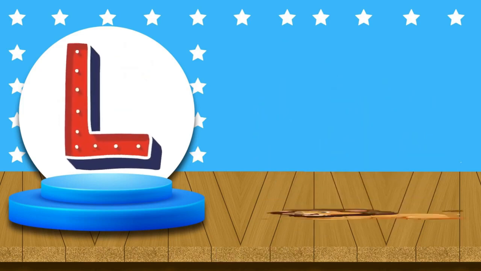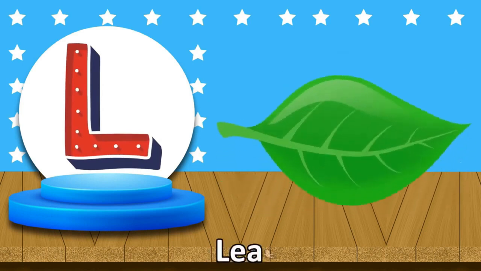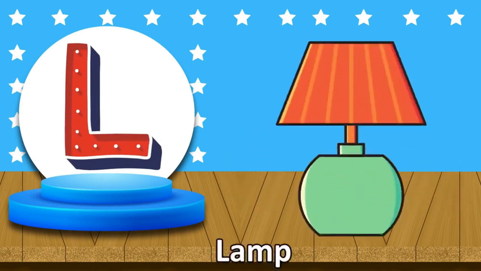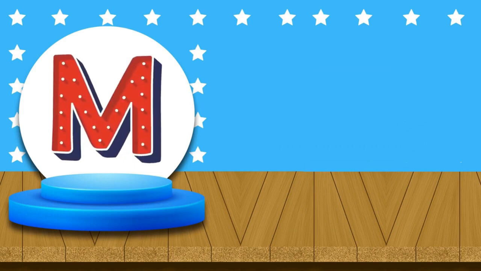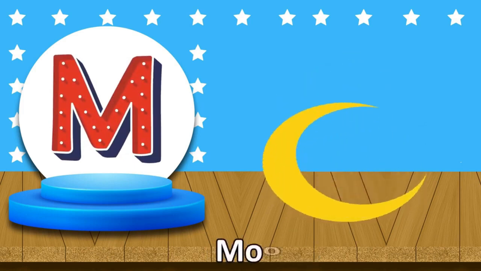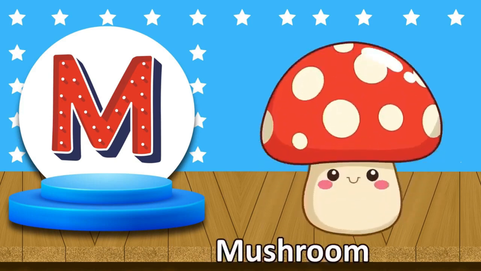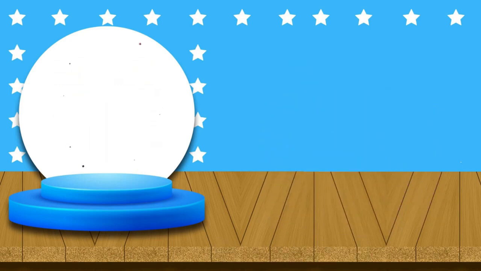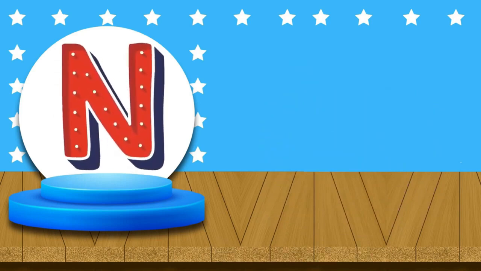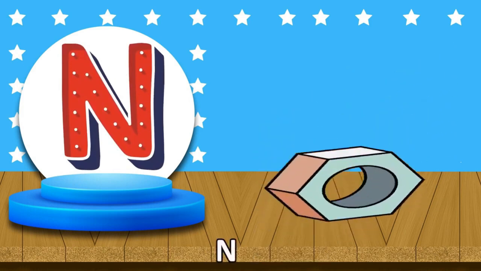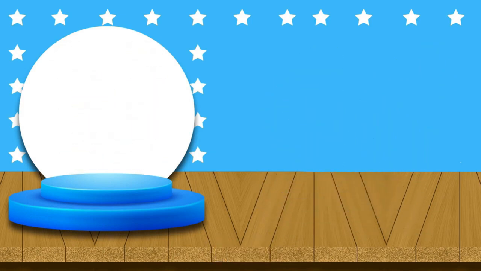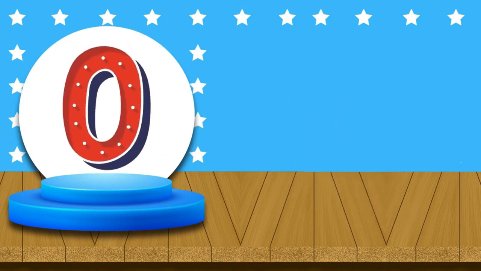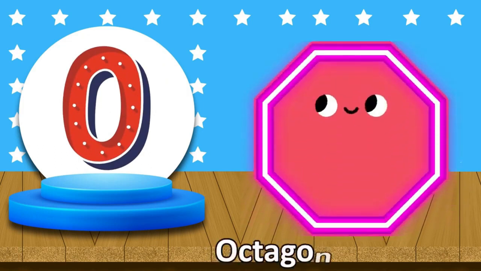L is for lion, leaf, lamb. M is for monkey, moon, mushroom. N is for novel, nut, nail. O is for octopus, orange, octagon.